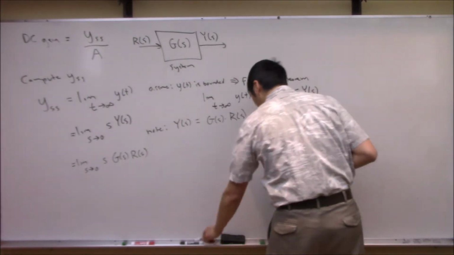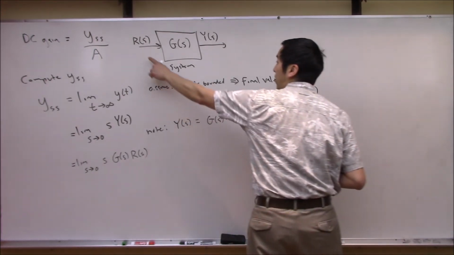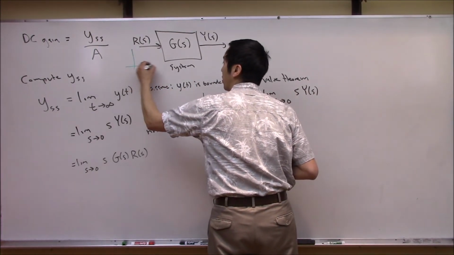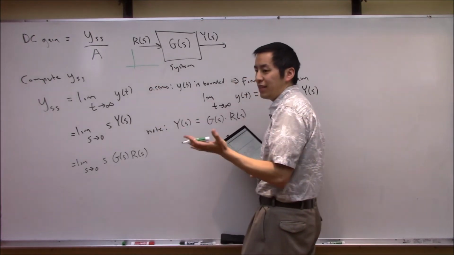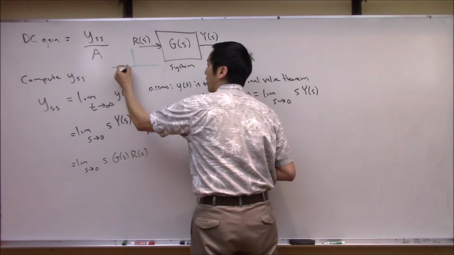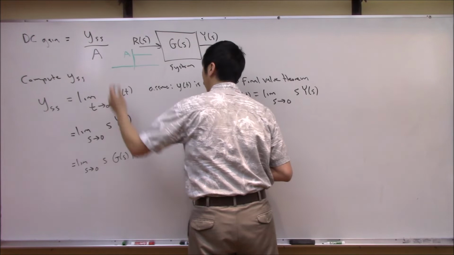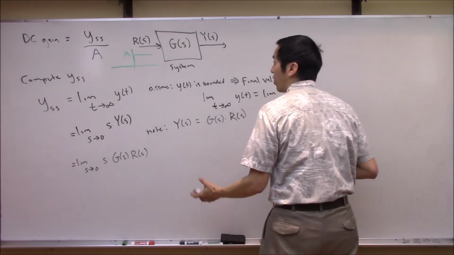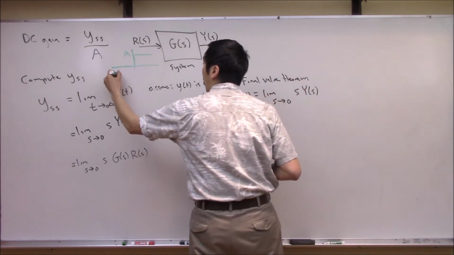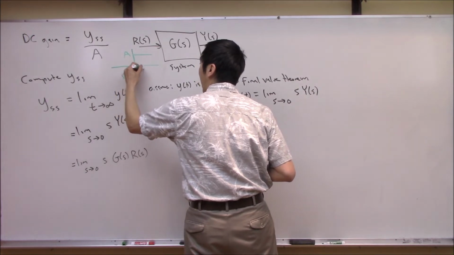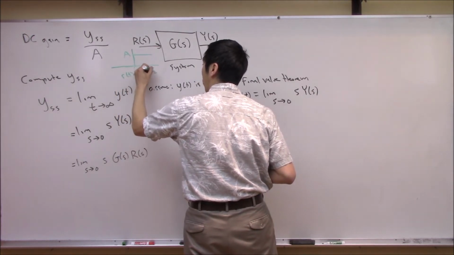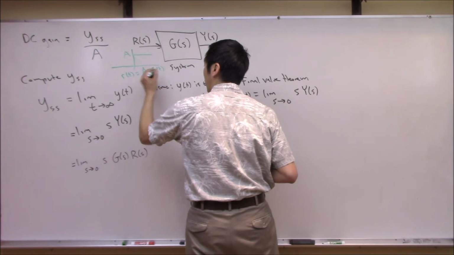Now, with all of this DC gain discussion, what is the input here? Since we're talking about DC gain, the input to the system is a DC value. In other words, it's a step of magnitude A. So r(t) is A times the unit step 1(t), if you want to think about it that way.